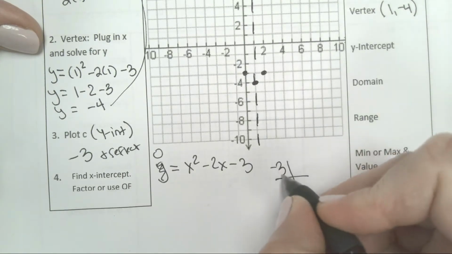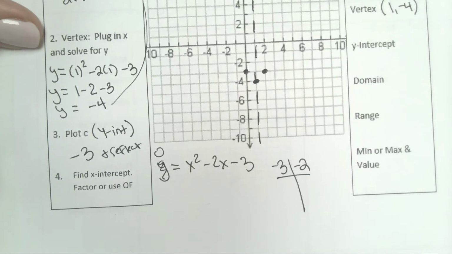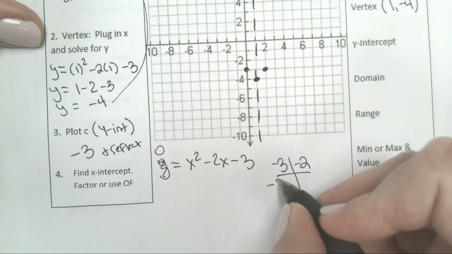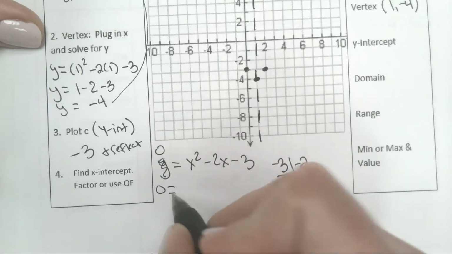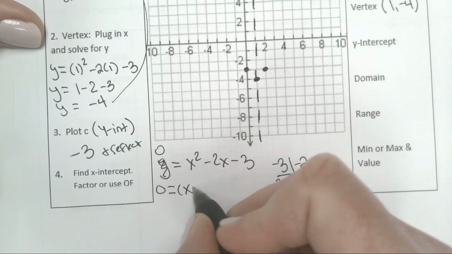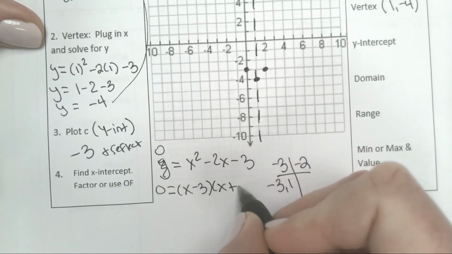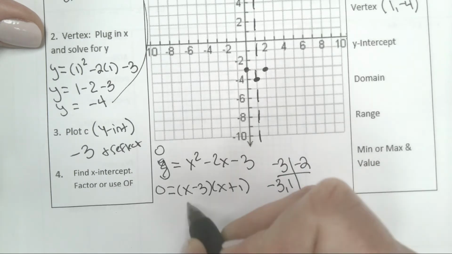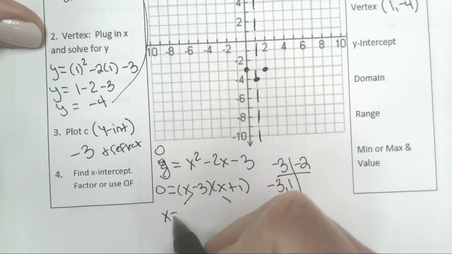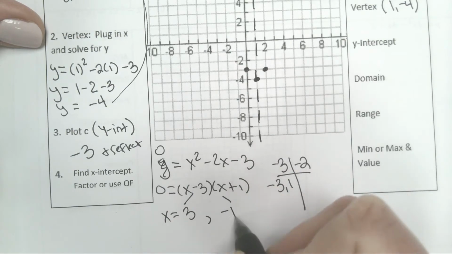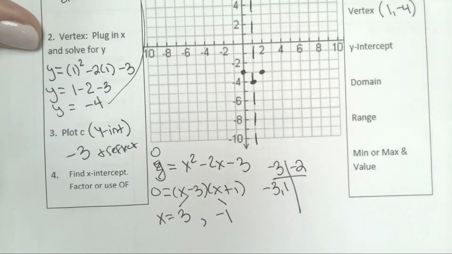So we need factors of -3 that add up to -2. And that would be -3 and 1. So this factors as x minus 3, x plus 1. Set your factors equal to 0 and solve, and x equals 3 and -1.